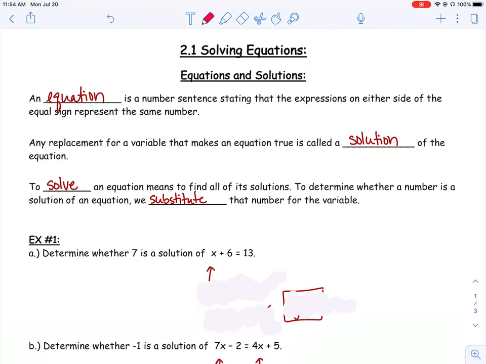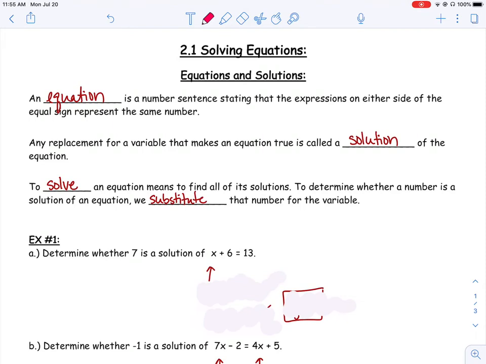So an equation is a number sentence stating that the expressions on either side of the equal to sign represent the same number. So anytime I have an equal to sign, it's telling us that the right side should be equal to the left side. Now, it says any replacement for a variable that makes an equation true is called a solution of the equation. So if I can take a number and plug it in and make the equation true, where the left side equals the right side, well then I know that number is a solution to the equation because it makes it equal. To solve an equation means to find all of its solutions.